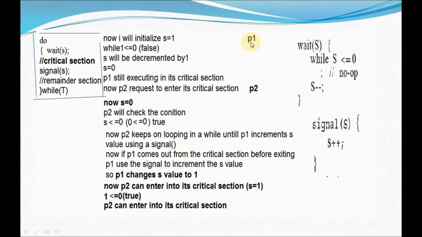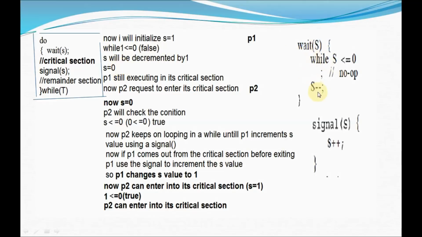Which process is executing now? P1 is executing. So it will go inside the wait function. This is the definition of wait. See, what is the value of s? 1. Now it will come to the while loop of the wait. What is the condition there? While s is less than or equal to 0. What is the value of s here? 1. So 1 less than or equal to 0? No, false. The condition is false.